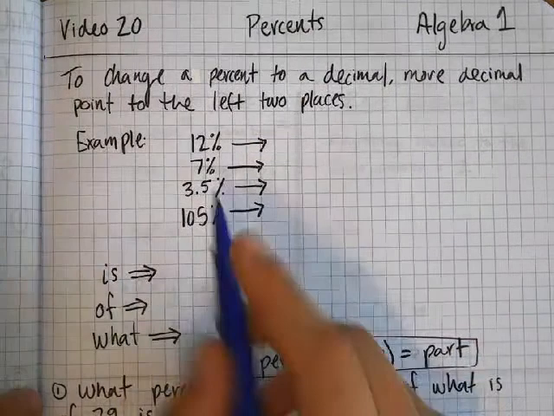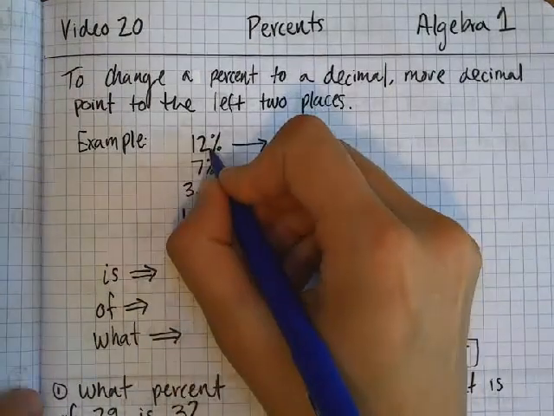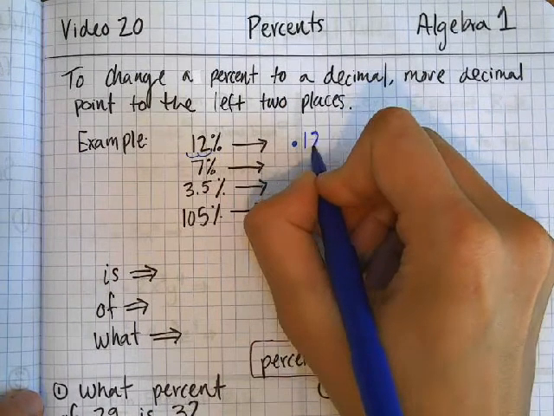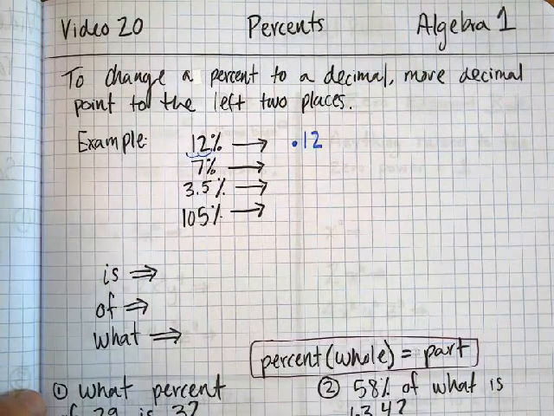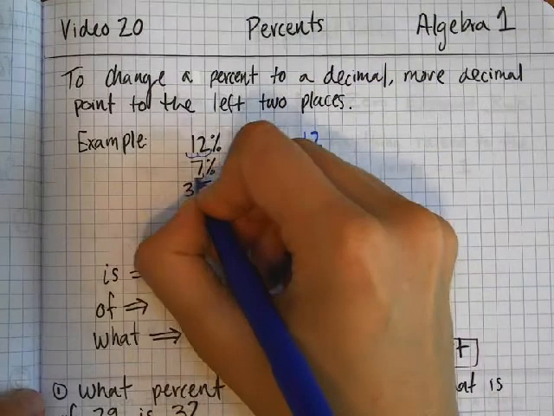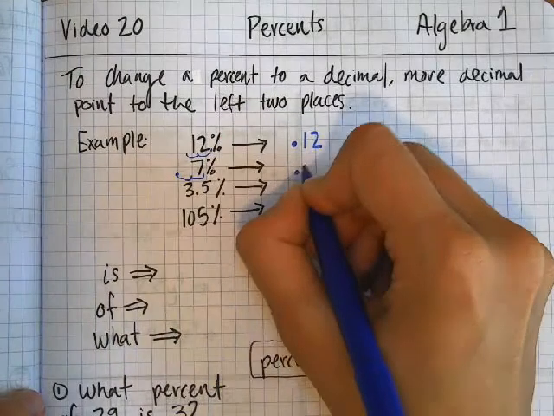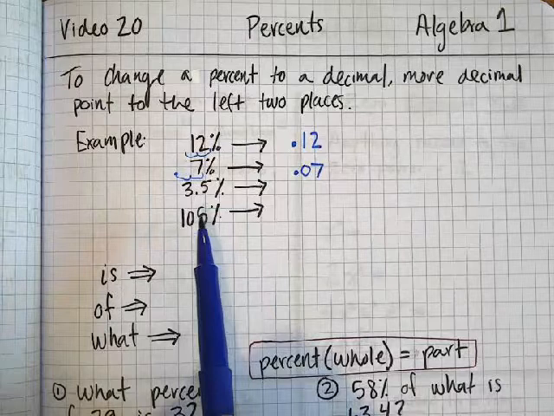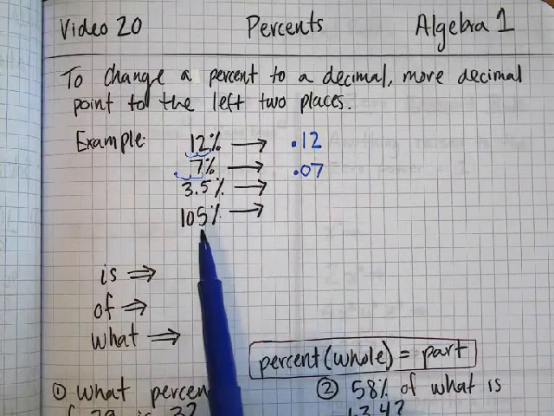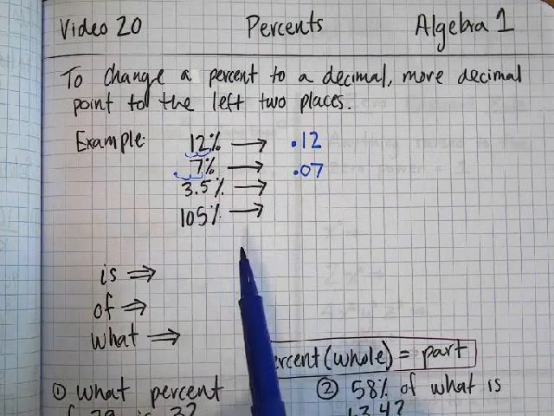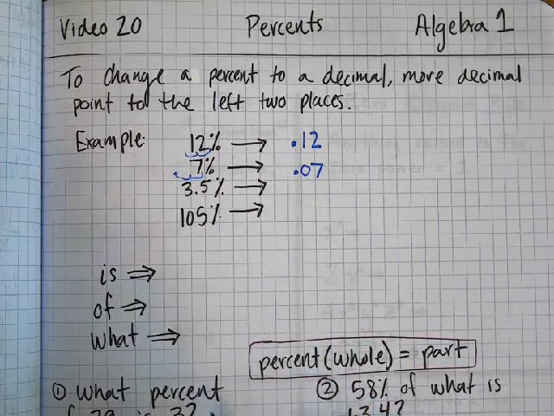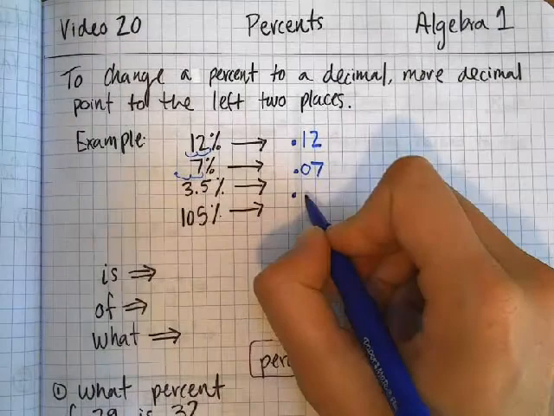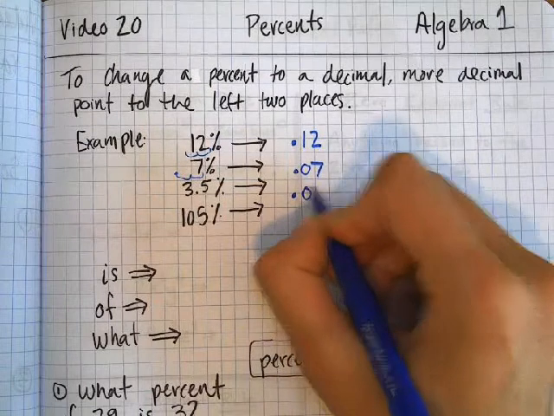So for example, 12%, if our decimal point is right here, we're going to move it 2 places over, so that would be 0.12. Okay, for 7%, I'd move it 2, so it would be 0.07. Now, some people might say, oh, this is 3.5%. It already has a decimal in it. It is a percent. We want to change it so that there's no percent sign, okay? So we're still going to move this 2 places over, and we would have 0.035.